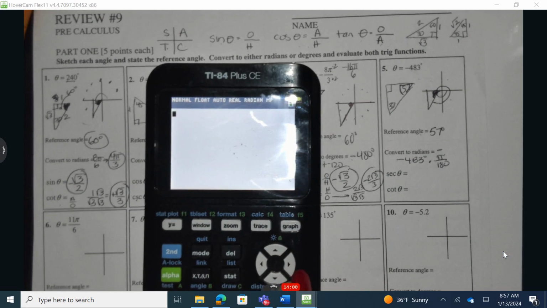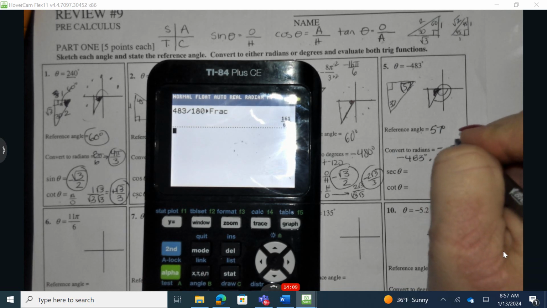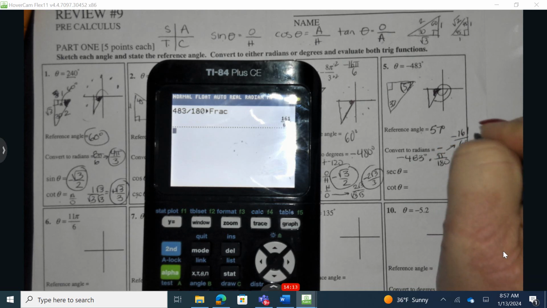I'm going to grab the calculator. Don't worry about the negative sign right now, and do 483 divided by 180. Hitting math, fraction, enter, enter. And here we go. We have an answer of negative 161 over 60. And don't forget about the pi.